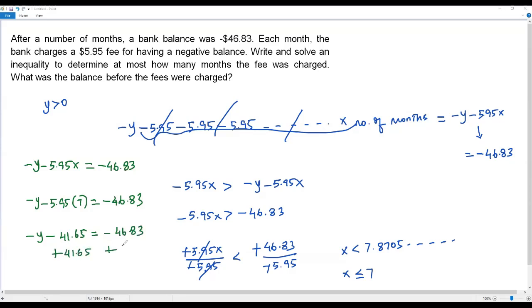When I do so, the negative and positive values will cancel. I'm getting negative y equals, when I combine negative 46.83 and 41.65, negative 5.18. So negative y equals negative 5.18. Now I got the initial value, when my bank balance became negative. This value of y is negative 5.18. So the bank balance before the fees were charged was negative $5.18.